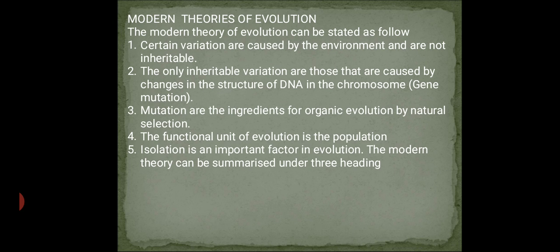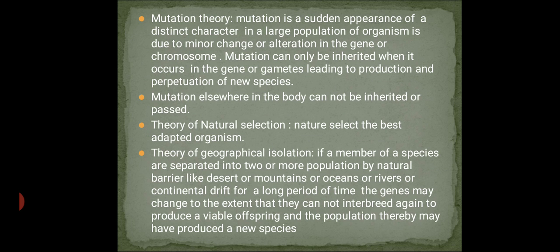And this modern theory of evolution was summarized under three headings: law of mutation theory, theory of natural selection, and theory of geographical isolation. I explained to you that mutation means sudden appearance of a distinct character within a large population due to minor change in their gene or chromosomes, and this accounted for the variation that is seen among organisms of the same species.